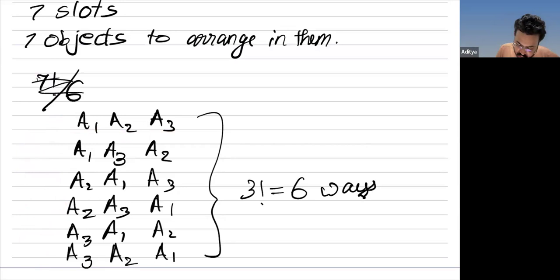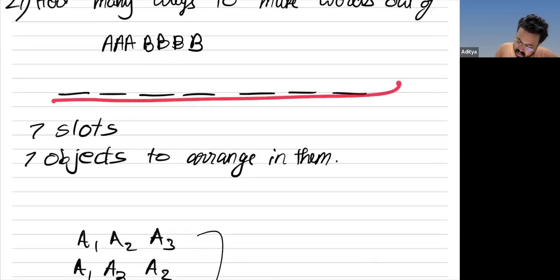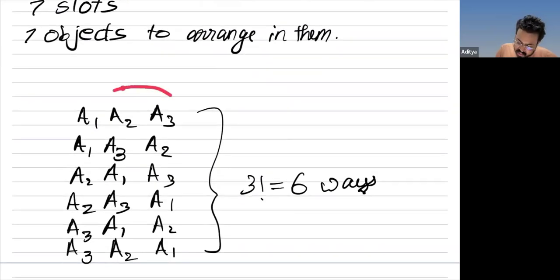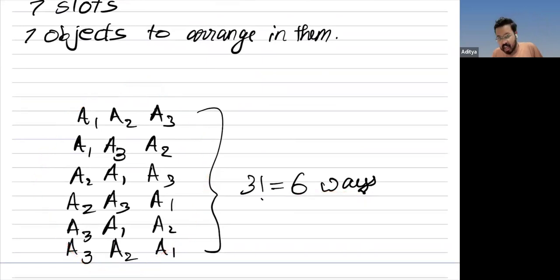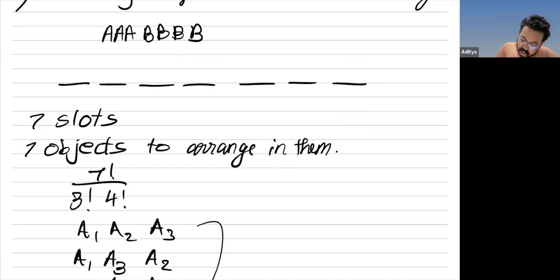I hope this is clear. You are having to arrange objects in a list like this. There are 7 objects that you are arranging, out of which 3 are identical. Since there are 6 ways to internally arrange them, and you don't care about their internal arrangement because they are identical objects, you do 7 factorial divided by 3 factorial. And you again divide by 4 factorial because all B's are also identical.